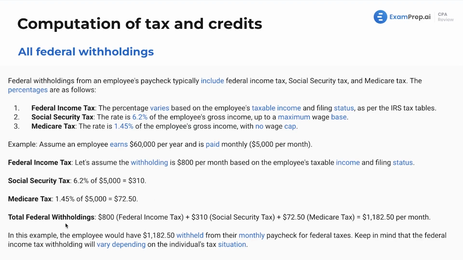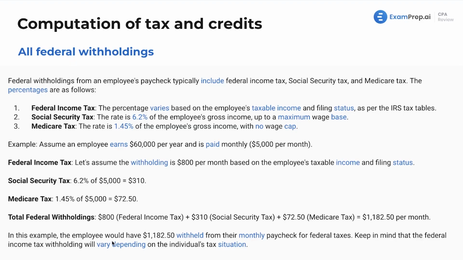What is our total federal withholdings? Meaning you're going to see $5,000 per month minus all of this. And again, minus state withholding as well, but we're not going to worry about that for the exam. So you're going to see in your paycheck per month, $5,000 minus $800 minus $310 minus $72.50. So in total, minus $1,182.50. And then you also see minus 401k, all that. But we're talking about federal withholding here.